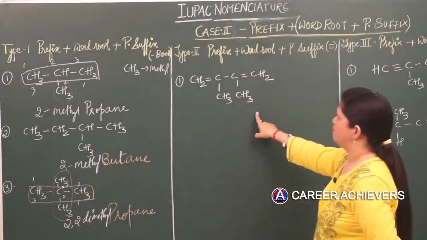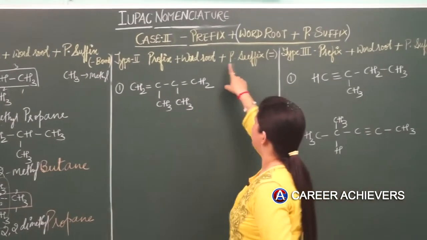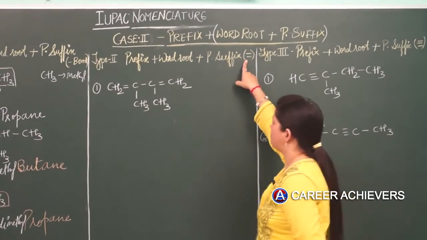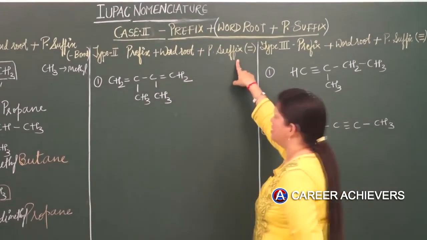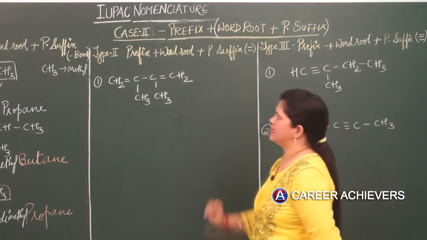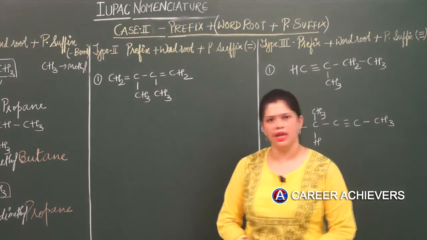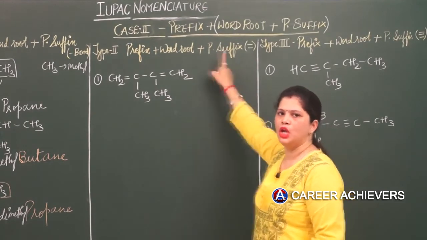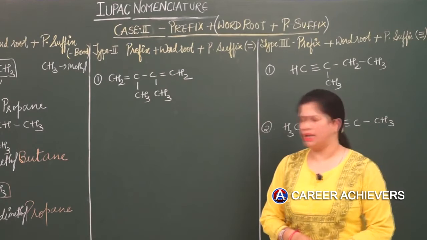Now moving on to type 2. If a prefix is there, a word root is there, but the primary suffix is multiple bonds. So some changes would appear from here because you have a prefix and you have multiple bonds coming in. So if you have a prefix and somewhere in the molecule multiple bonding is coming, then this is something which has to be given priority over the prefix. What is the meaning of giving priority? Let me explain.